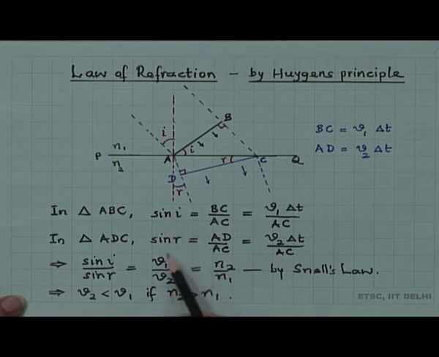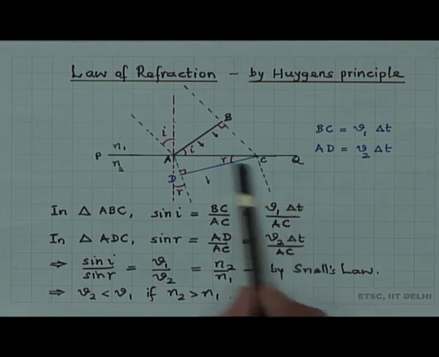That means sin I by sin R will be equal to V1 by V2, which is equal to N2 by N1 by Snell's law, because by Snell's law we know that sin I by sin R is equal to N2 by N1. So, V1 by V2 is equal to N2 by N1. If N2 is larger than N1, then V2 is smaller than V1. So, the velocity of light has to be smaller in this medium.